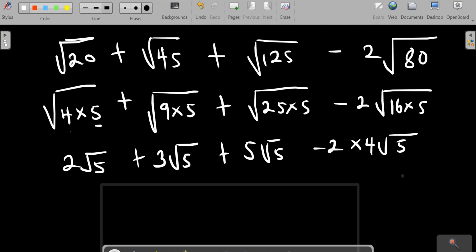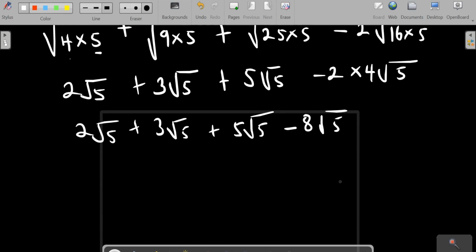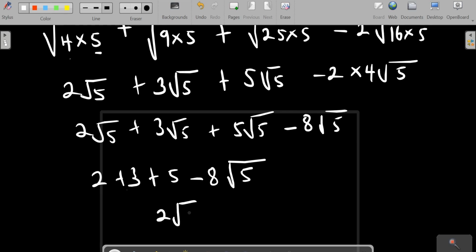So you move on by writing 2 root 5 plus 3 root 5 plus 5 root 5. Now minus 2 times 4, that will be minus 8 root 5. Now, if you look at this, because they are all similar, you can easily add and subtract. So I'm going to add all the coefficients now. That will be 2 plus 3 plus 5 minus 8. They all have a similar surd, which is root 5. So 2 plus 3, that will be 5. 5 plus 5, 10 minus 8, that will be 2 root 5. So our final answer is what? Is 2 root 5. So that's how to do your addition and subtraction of surds.